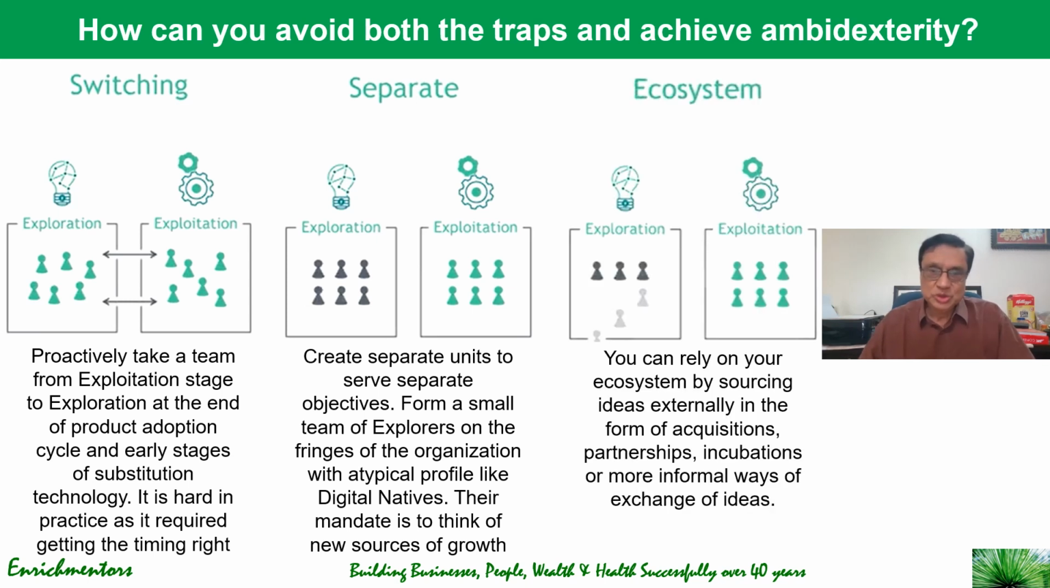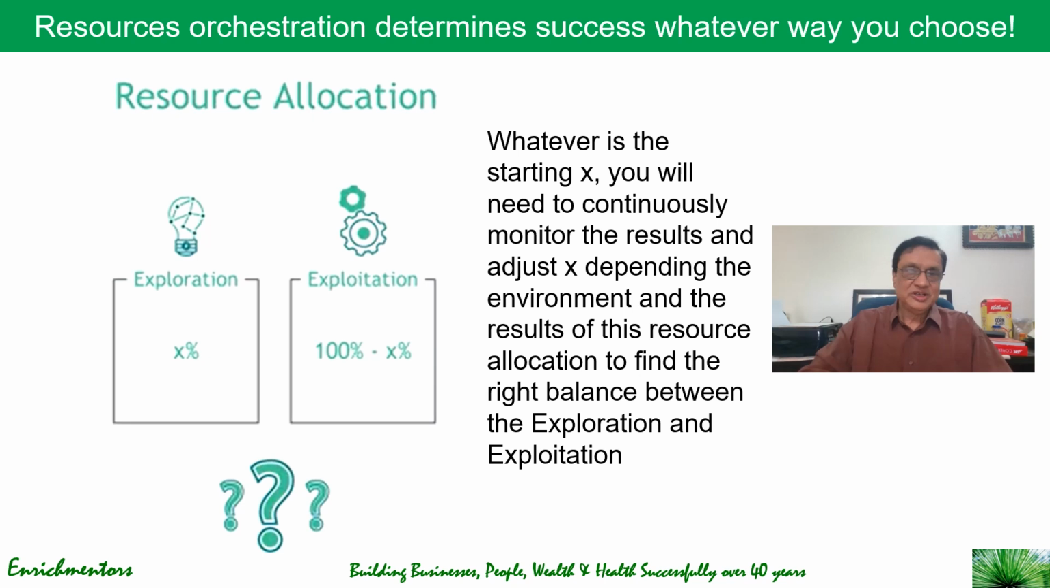Third is to use the ecosystem. You can rely on your ecosystem by sourcing ideas externally. Google does that, right? Apart from doing internal exploration, by sourcing ideas externally in the form of acquisition, partnership, incubation, and more informal ways and exchange of ideas. So use the ecosystem for doing that, and this is a doable thing also. So these are a couple of ways that you can use to avoid the trap and achieve ambidexterity.